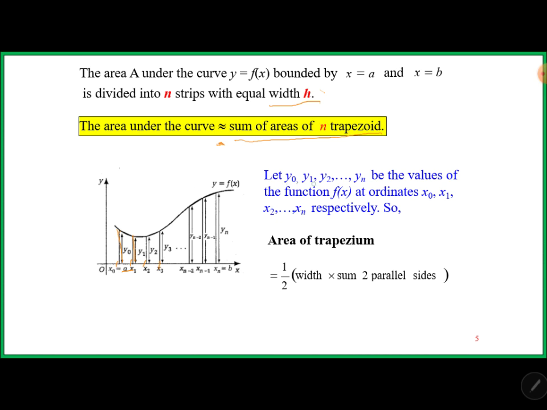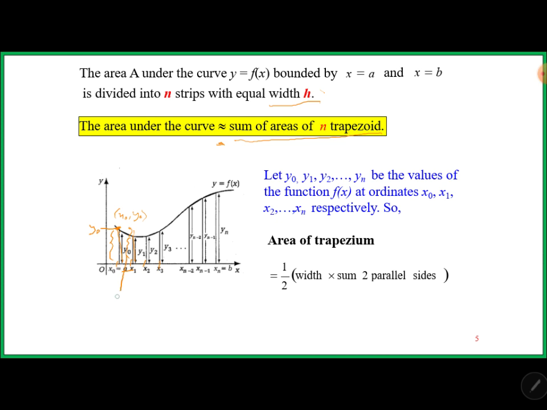Let y0, y1, y2, and so on up to yn be the values of the function f(x) at the ordinates x0, x1, x2, up to xn respectively. This means that at x0 the value of y is y0, so the coordinate here is the point (x0, y0). For x0 we have the length y0, and for x1 the length is y1, and so on. We know the area of a trapezium is given by 1/2 multiplied by the width multiplied by the sum of the two parallel sides.